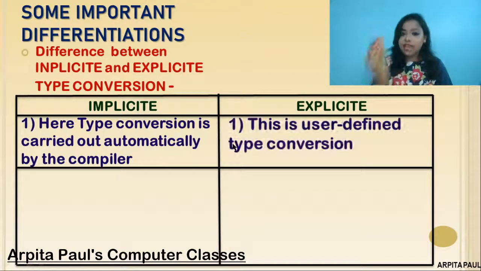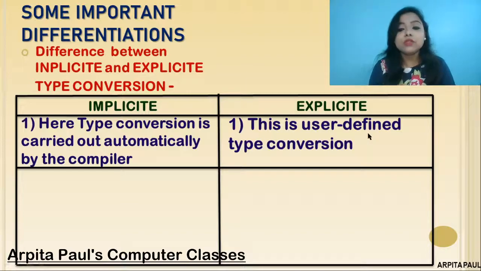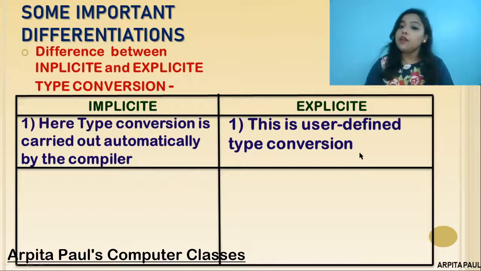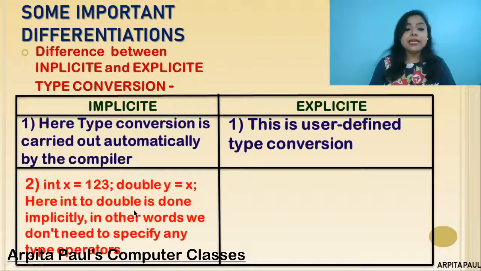And in case of explicit type conversion, it is user defined type conversion. That means we have to mention in which data type we want to convert the variable or the value. Okay, so let me show you one example. See here, int x equals 123. So the value of x is integer type, as we have declared it as integer and provided the value 123.